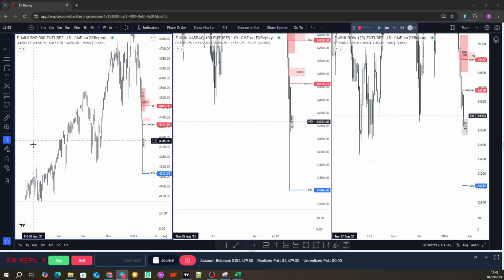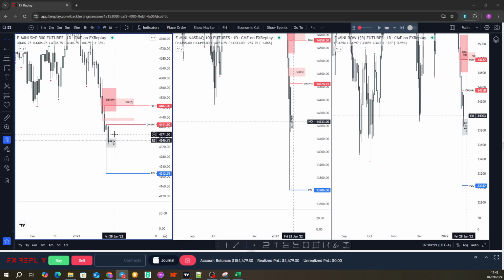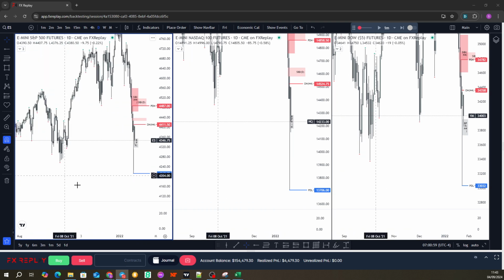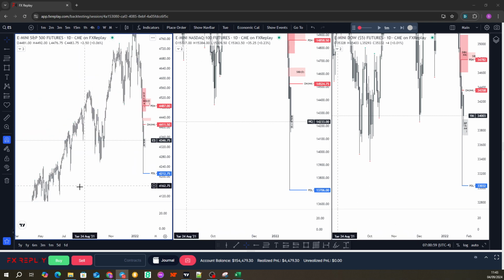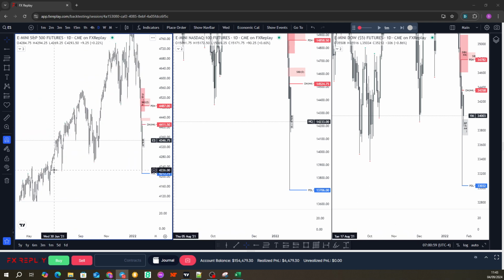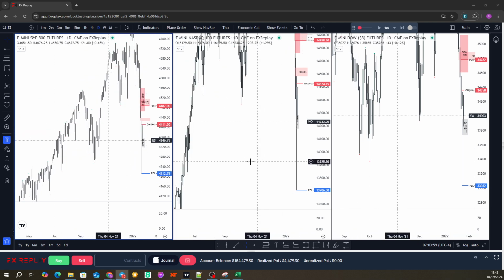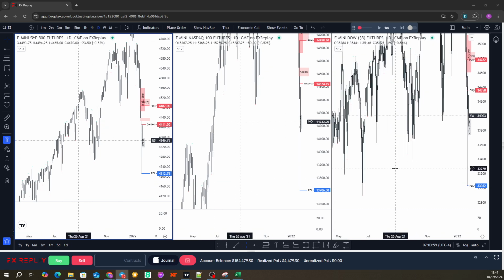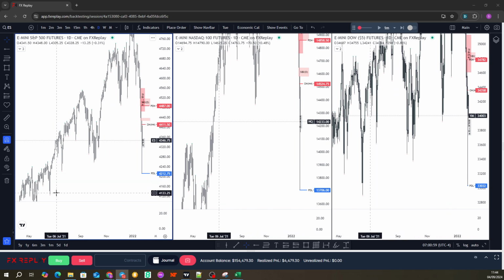Sorry, I was just thinking. So external range to internal range liquidity. We have taken out external range liquidity, not once but twice. Okay, so our immediate attention.